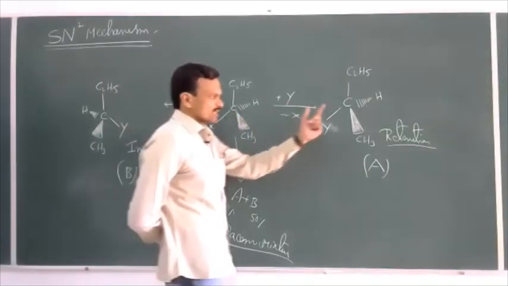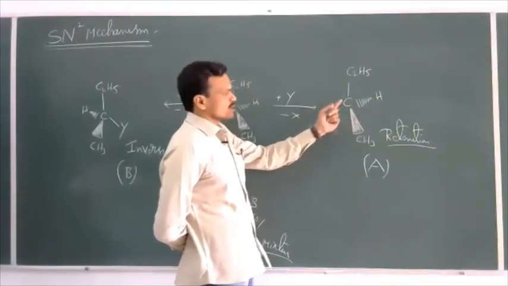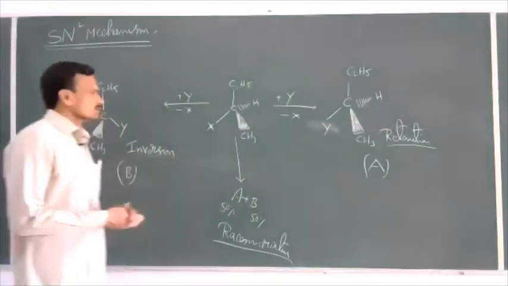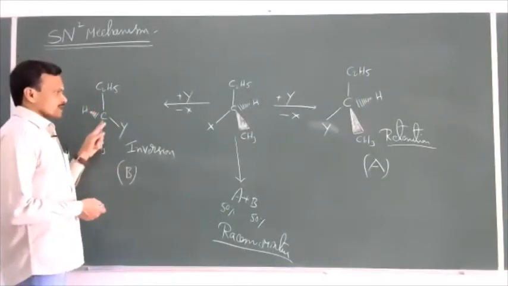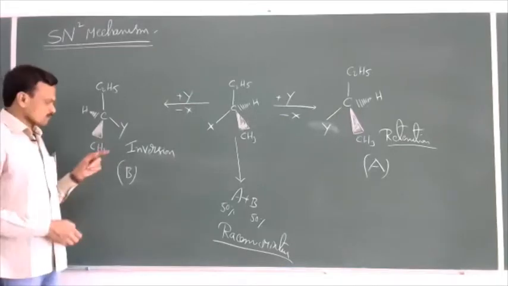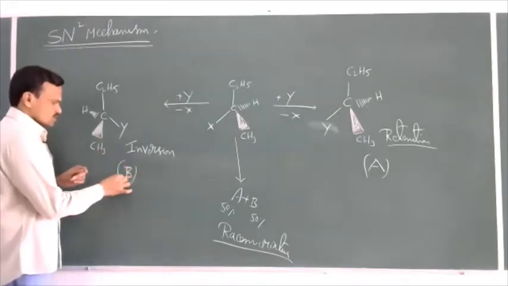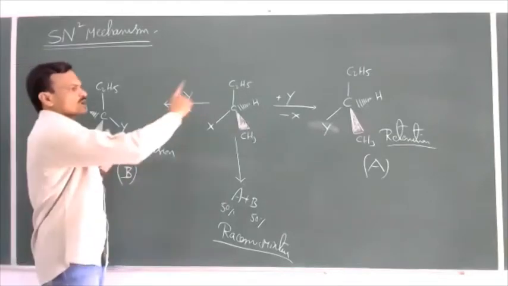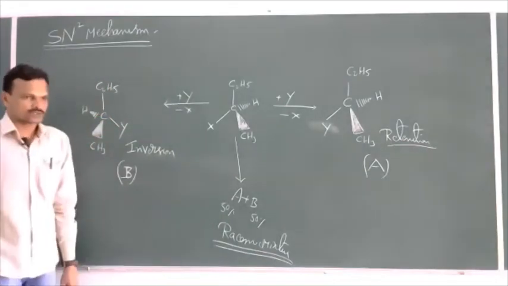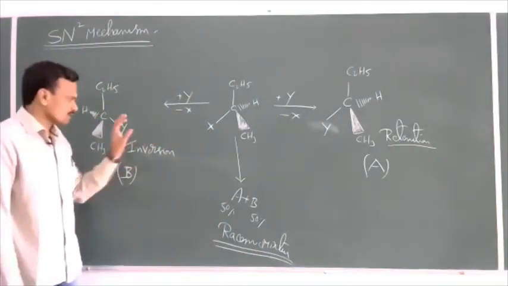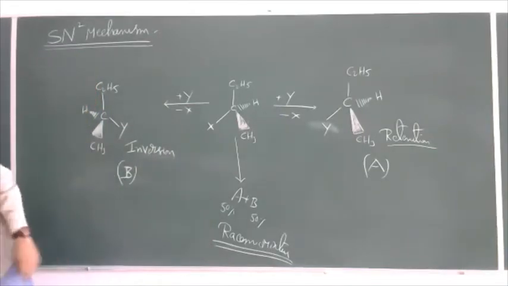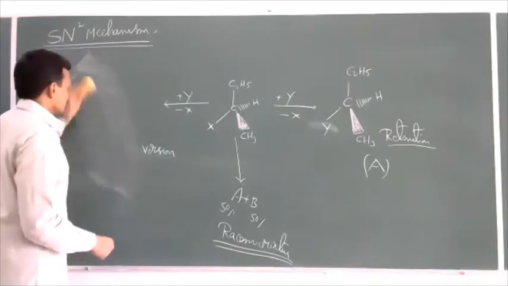If the product formation takes place without a change in the spatial orientation of the groups, that is called retention of configuration. If the product formation takes place with a change in the spatial orientation of the groups, that is called inversion of configuration. If both are formed in equal amounts, then that is called a racemic mixture. So this is regarding retention, inversion, and formation of a racemic mixture. Now we'll come to the SN2 mechanism.